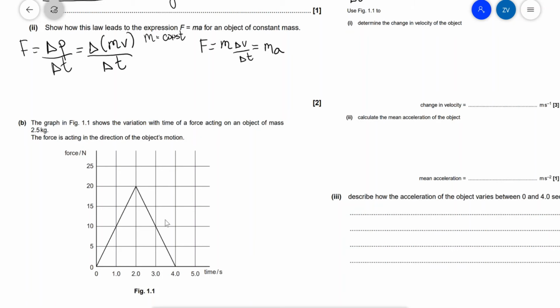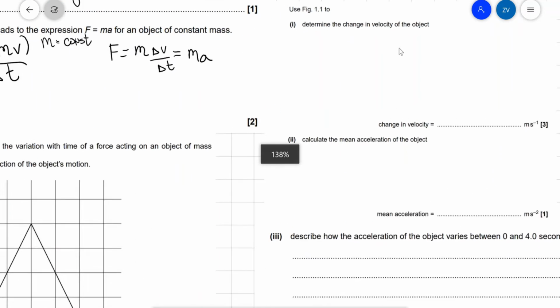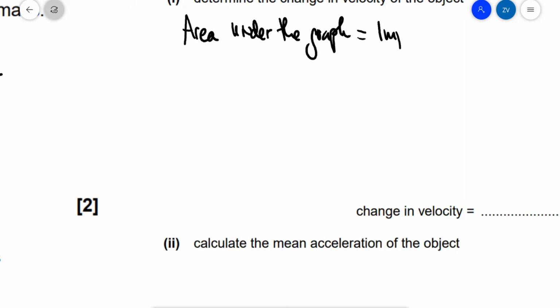Okay, so for part B, this is giving us a graph of force against time. The question is asking us to determine the change in velocity of the object. Now, anytime we have a force against time graph, the area underneath the curve is equal to the impulse. So I'm just going to write this down. Our area under the graph will be equal to the impulse.